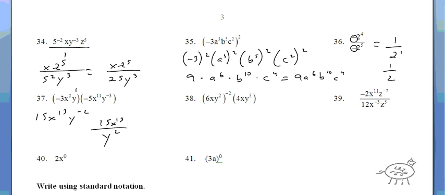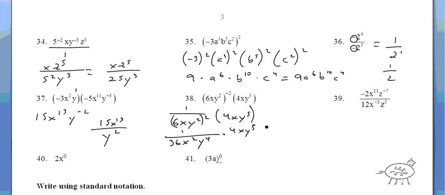Okay, let's do number 38. You need to realize that the 6xy squared, that's the negative 2 power. So that goes to the other side of the fraction. So it's 1 over 6xy squared to the positive 2, times 4xy to the 5th. Okay? And that's going to be 1 over 36 x squared y to the 4th, times 4xy to the 5th.